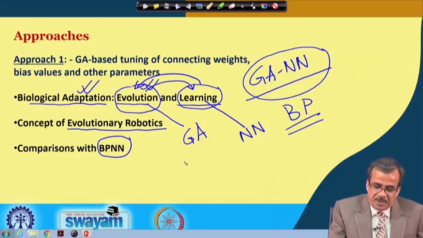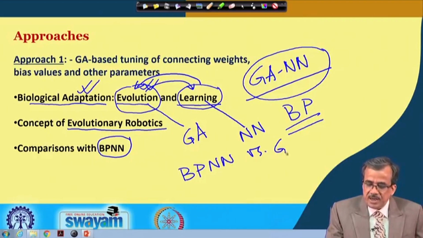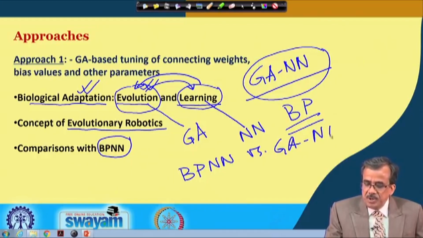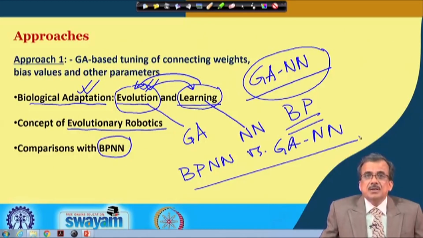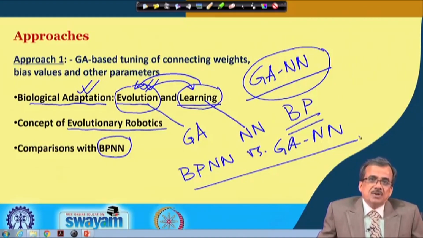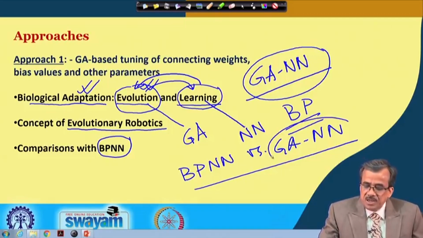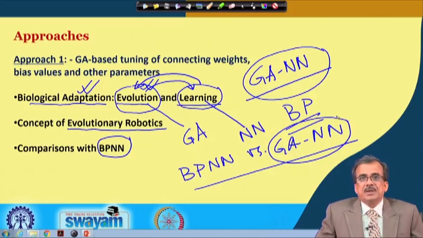Now, if I compare the performance of this BPNN and the GNN, this BPNN works based on the steepest descent algorithm. So, there is a chance of the algorithm getting trapped in the local minima problem, and the chance of getting the local minima is much less in the case of this GA neural network.